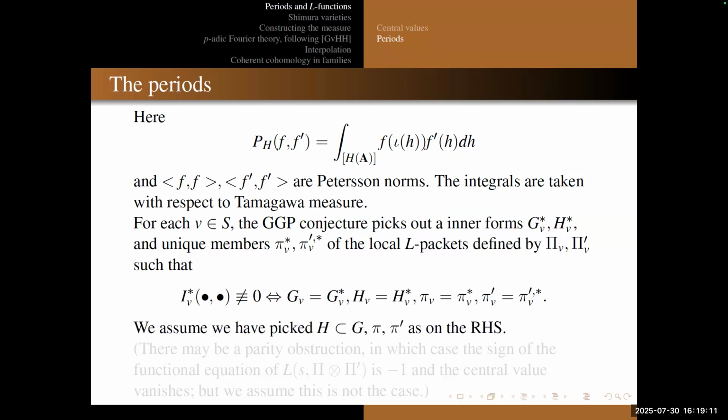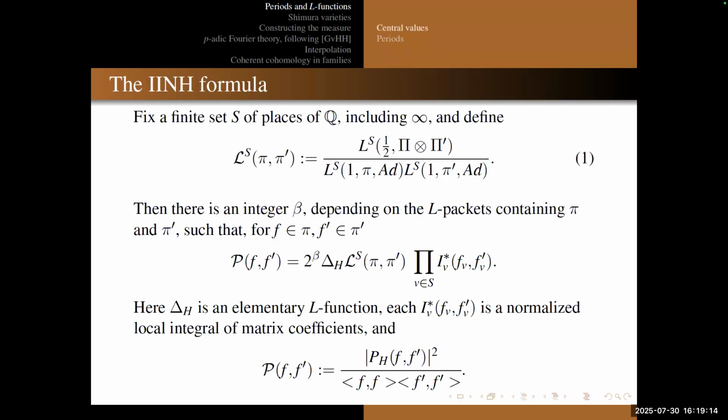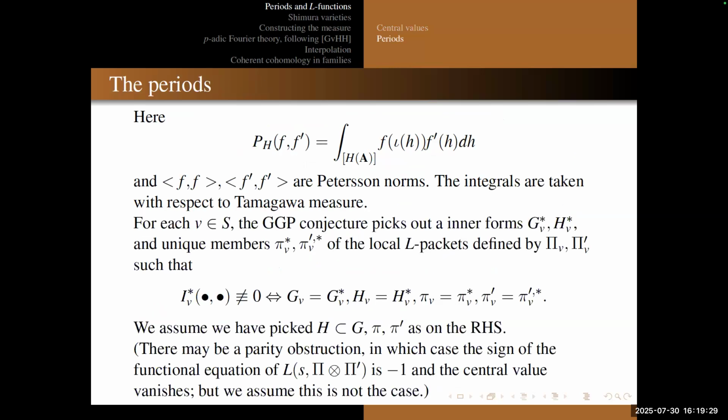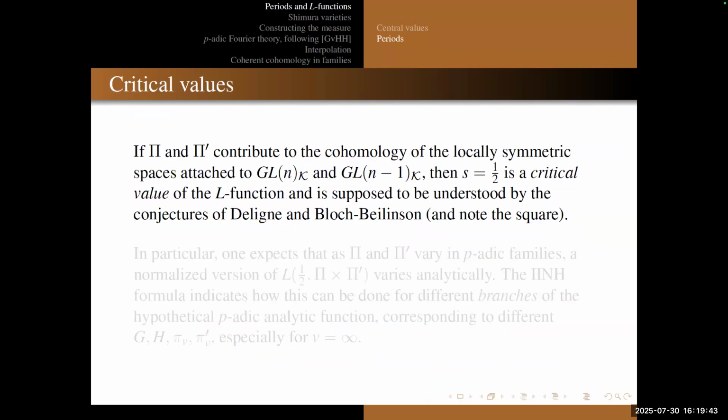Well, if you pick the wrong unitary groups, then the periods will vanish. These integrals, these are local integrals, which I won't describe, will also vanish automatically. Okay. It's possible you cannot pick the correct unitary group. That's because there's a parity obstruction, in which case the L function vanishes, and then what you would be interested in is the derivative, but we're not going to be talking about that.